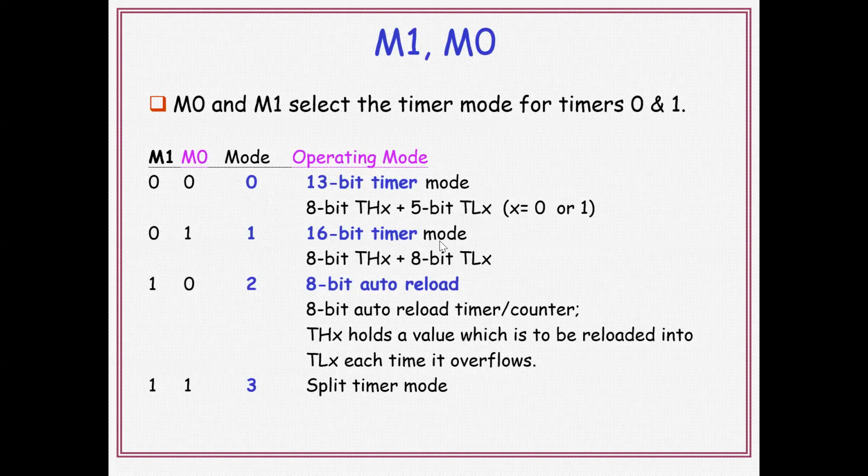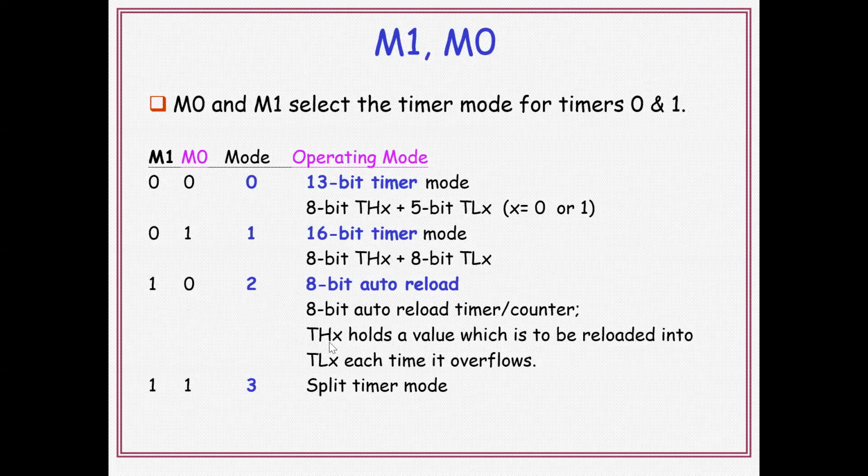The lower 8 bits are loaded into TL0 or TL1, and the higher 8 bits are loaded into TH0 or TH1. Next one is mode 2. Mode 2 is also called the 8-bit auto reload mode. Here an 8-bit auto reload timer or counter is supported in mode 2.